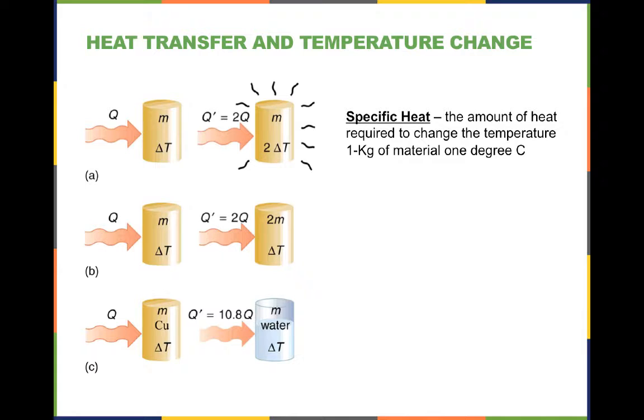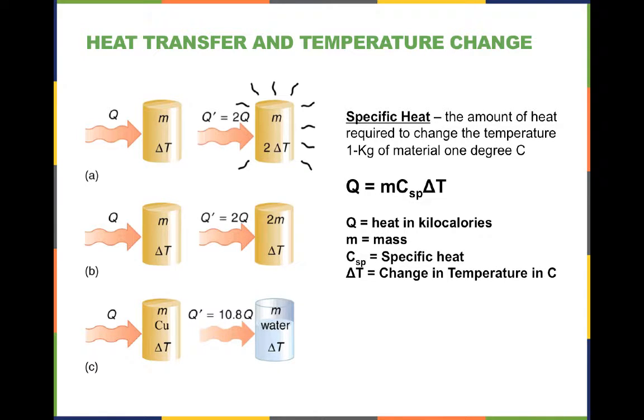So what you have here is, if you add heat to an object, you get a change in temperature. If you double the amount of heat, you'll double the change in temperature. The second diagram shows if you add heat to an object, you get a change in temperature. If you double the amount of heat and double the mass, the change in temperature remains the same. The third shows that if you add the same amount of heat to copper and to water, you get a different outcome because the specific heat of water is much higher than the specific heat of copper.